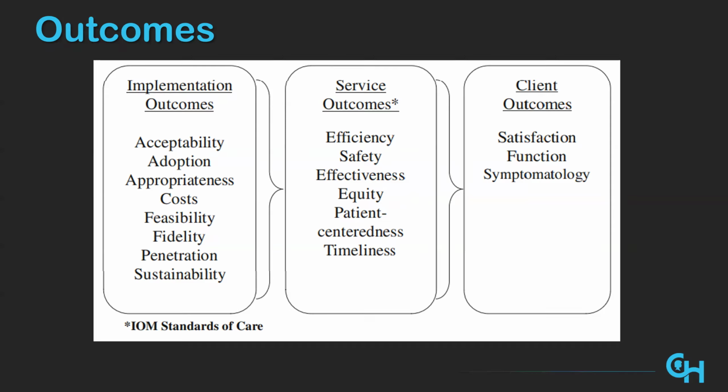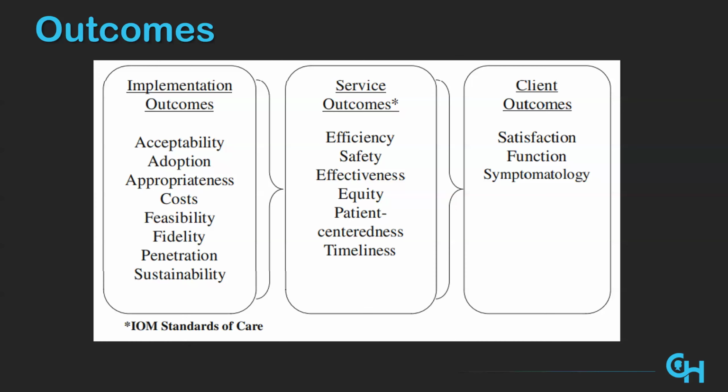These come from the Institute of Medicine and include our well-established quality pillars in medicine: efficiency, safety, effectiveness, equity, patient-centeredness, and timeliness. Client outcomes, I think we tend to not focus on quite as much as direct patient care providers, but others in the hospital do focus on those. And then circling back here to implementation outcomes: acceptability, adoption, appropriateness, costs, feasibility, fidelity, penetration, and sustainability.